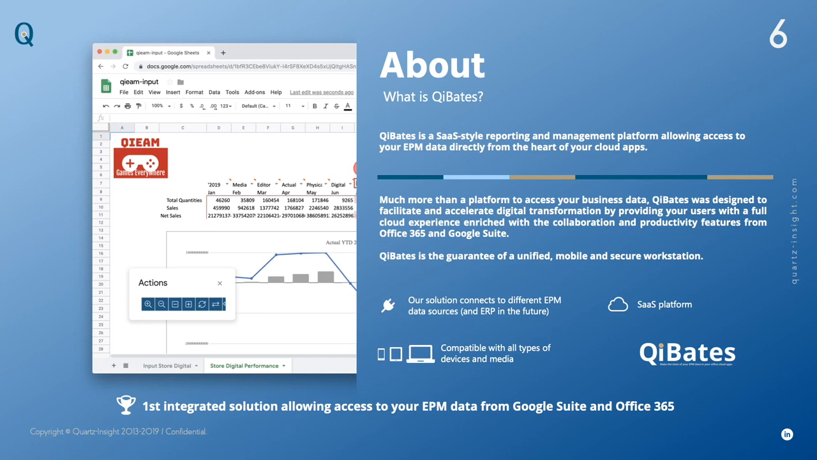Qibates is the guarantee of a unified mobile and secure workstation, compatible with any type of device as long as you have a web browser such as Google Chrome or Safari, or any other available on the market. Today we are the first integrated solution allowing access to your EPM data directly from Google Suite and Office 365 web.